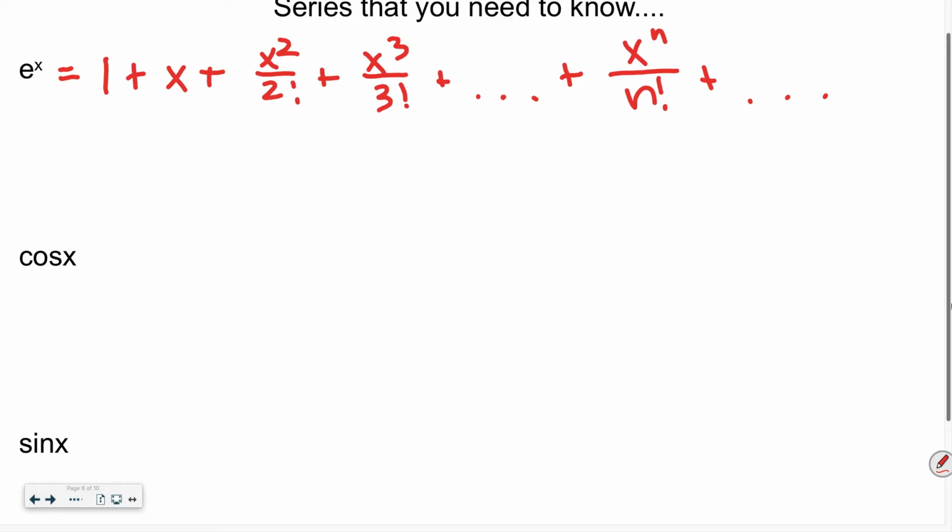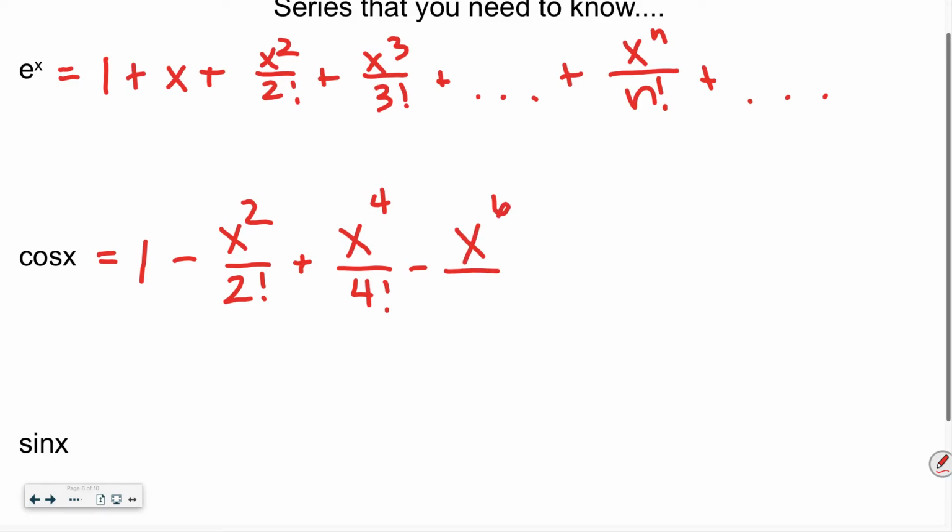So, the cosine of x evaluated at 0 is 1. But then its derivative is 0. But then the second derivative is negative 1. And the third derivative is 0. And the fourth derivative is positive 1. And the fifth derivative is 0. And the sixth derivative is negative 1. And we get to the point where I think we can write this as a pattern.